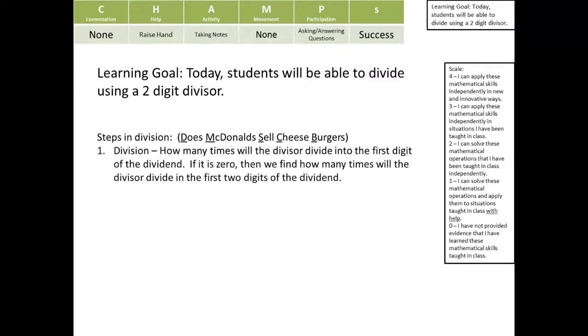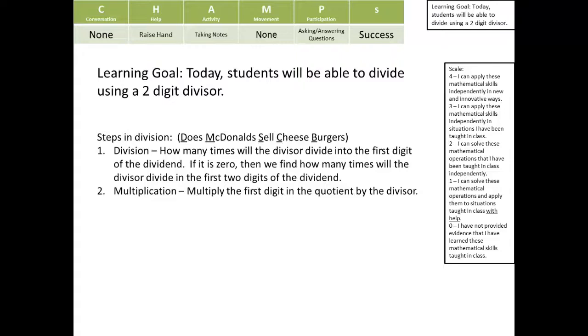The first step is division. We're going to find out how many times the divisor divides into the first digit. Well, since we're using two digits, we know that it's not going to go into the first digit. So we're going to look at how many times it goes into the first two digits.